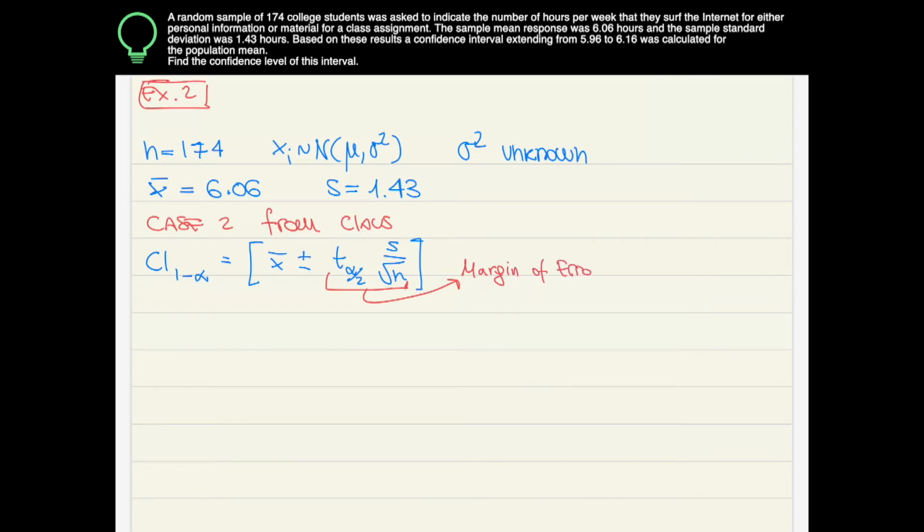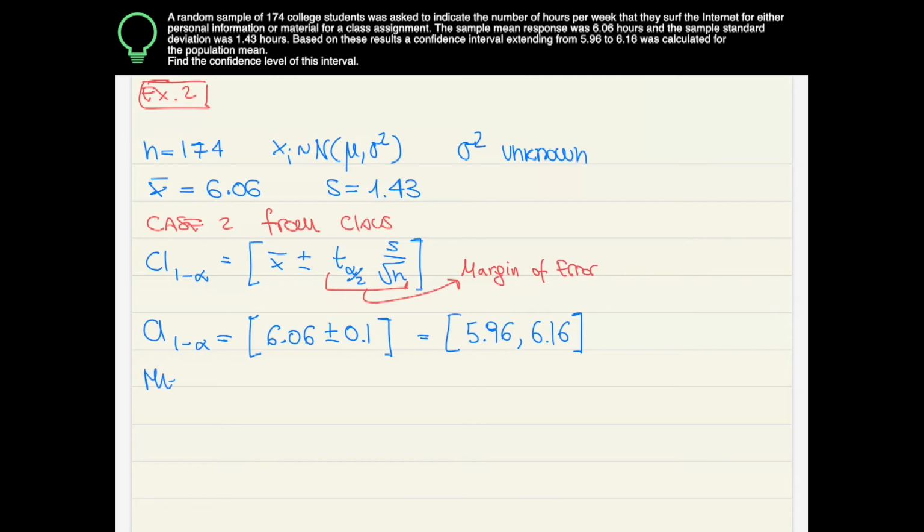Okay, just a way to call it, not very important. So, in this case, the confidence interval is 6.06 plus or minus 0.1. It has to be symmetric around the sample mean. And indeed, in this case, it's 5.96 and 6.16. So same notation to indicate the same confidence interval.